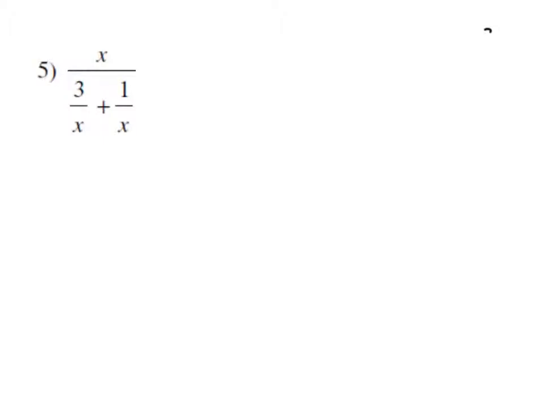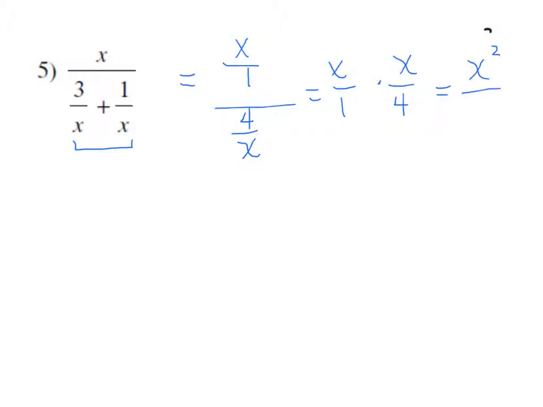Okay, so on this one you can see it looks an awful lot like the very first example where we found a common denominator for the top and a common denominator for the bottom and then treated it like two fractions. So that's how I'm going to start this off. So I have x over 1 on the top, and then since these are the same, this is 3 plus 1 or 4 over x. That would give me x over 1 times x over 4, which is going to be x squared over 4. So that's how you do that one.